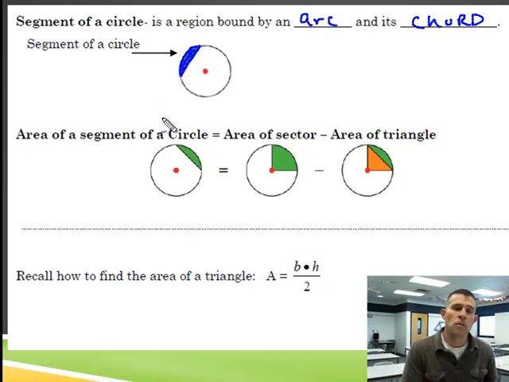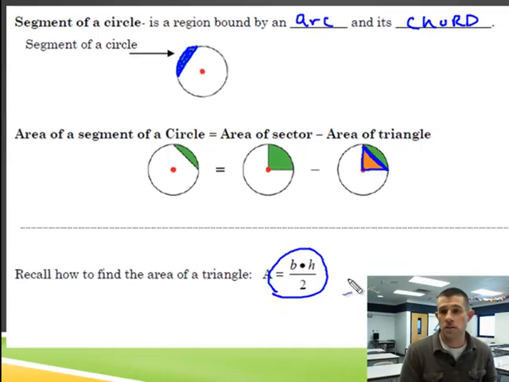Now there's an easy way to go about finding that. The segment of a circle is simply equal to the area of the sector minus the area of the triangle that goes between the radii and the chord formed between the endpoints of that sector, or the endpoints of that chord. So remember how to find the area of a triangle. The area of a triangle is simply base times height divided by 2.